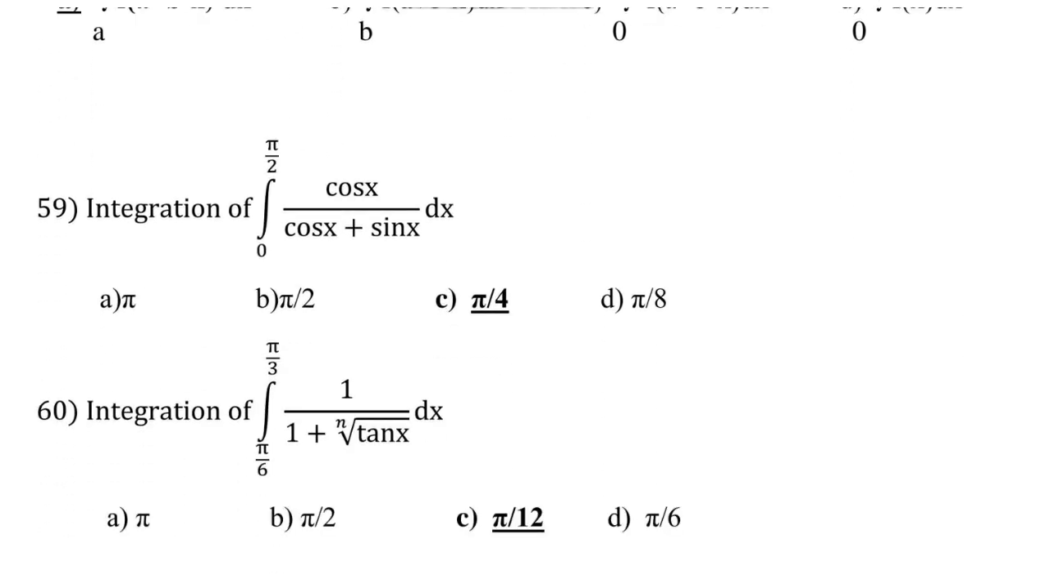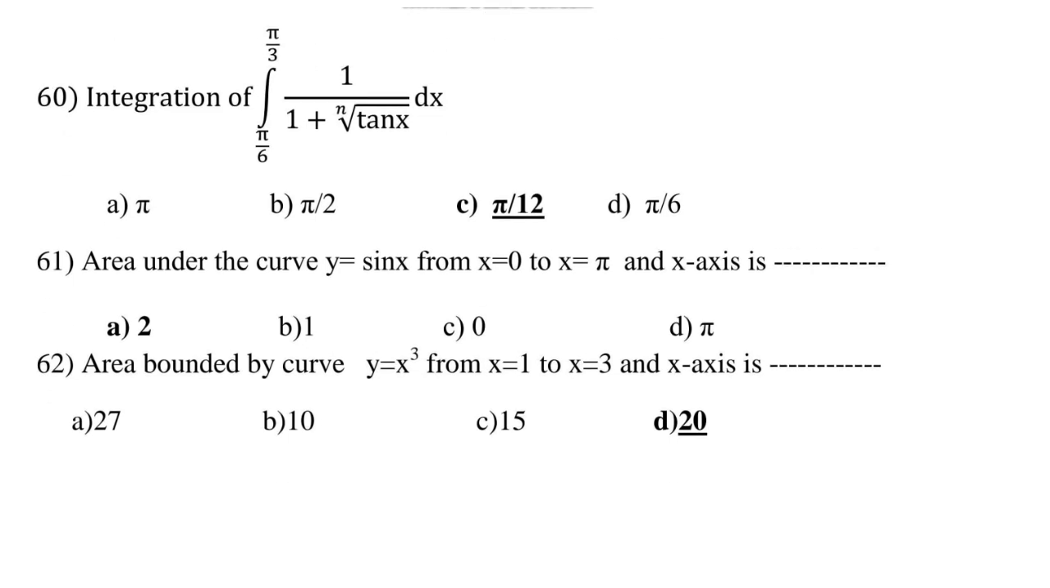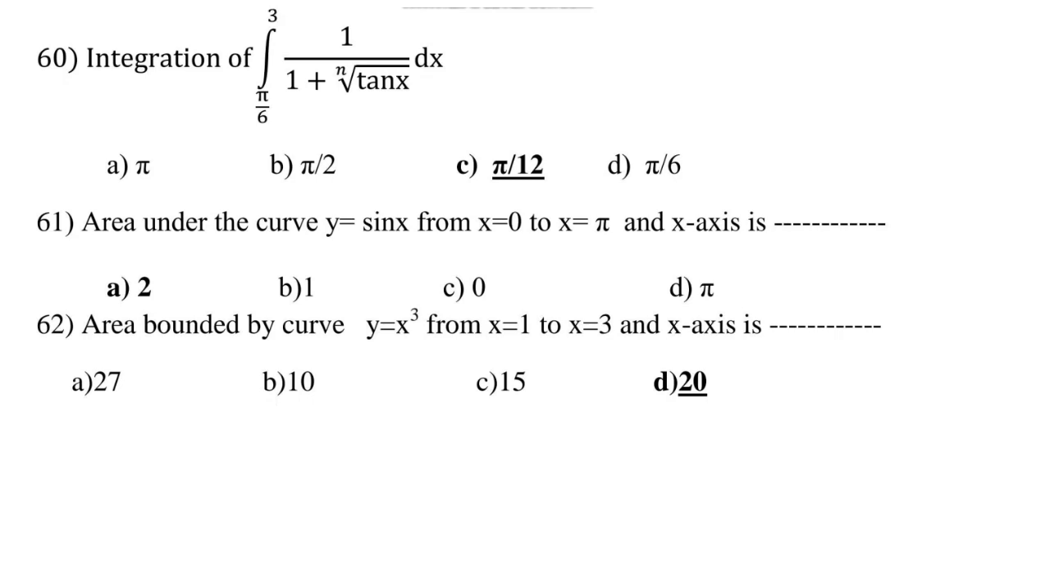Question number 59 is integration of 0 to pi by 2 of cos x plus sin x dx. It is pi by 2. Question number 60 is integration of pi by 6 to pi by 3 of 1 by 1 plus under root tan x dx, it is pi by 12. Area under the curve y is equal to sin x from x is equal to 0 to x is equal to pi and x-axis is 2.